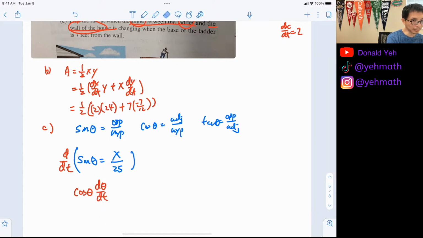Does that make sense or no? It's like a chain rule. You take a derivative of the cosine theta, but you have to take a derivative of theta with respect to time. That's why you get d theta dt. Are we okay here? Now, how do I take a derivative of x over 25 with respect to time?